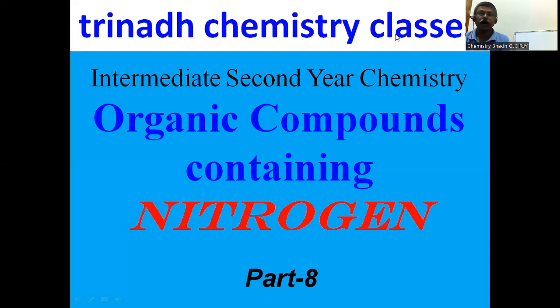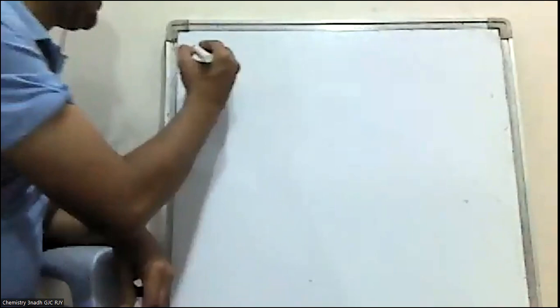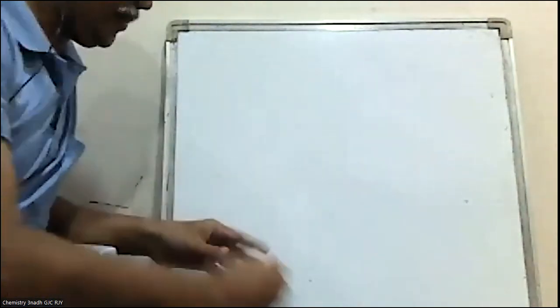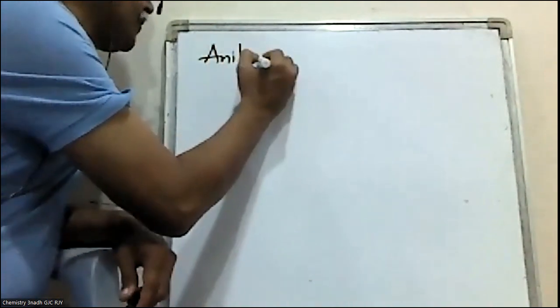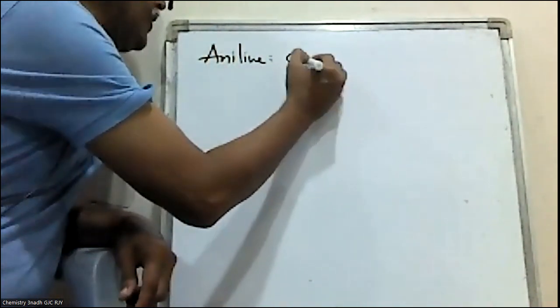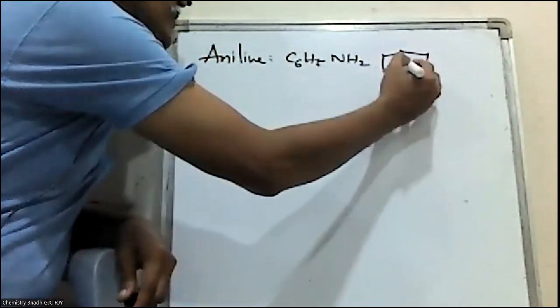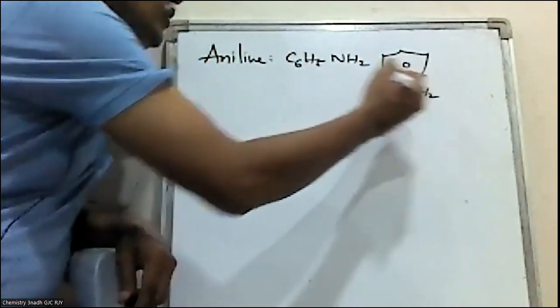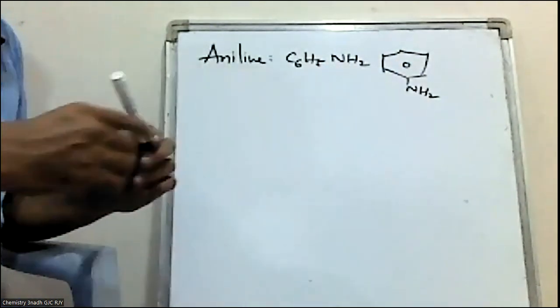In this video, I am going to discuss aniline, which is an aromatic primary amine. We know that the molecular formula of aniline is C6H5NH2, and its structure is benzene in which one of the hydrogens is replaced with NH2.